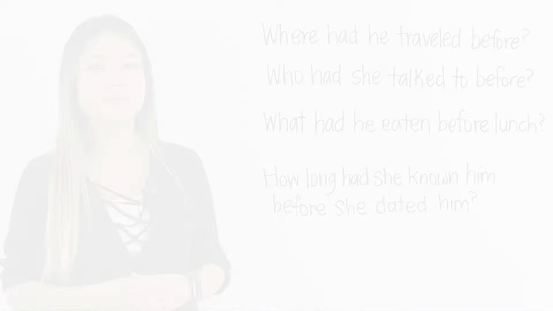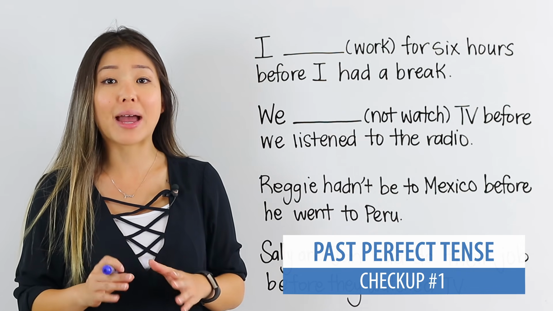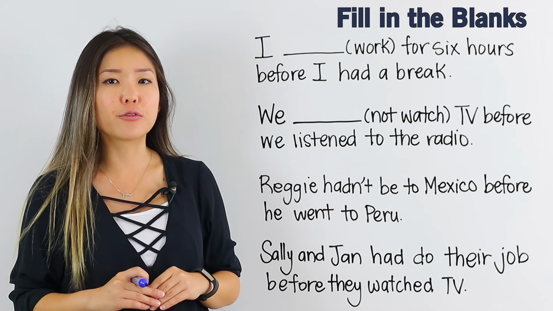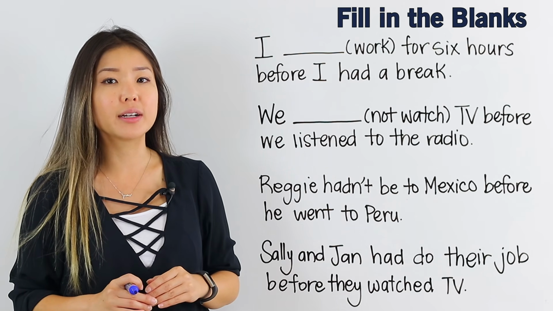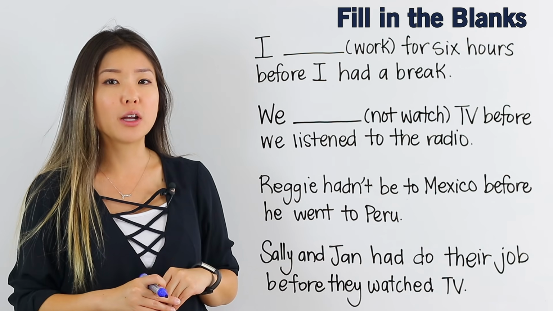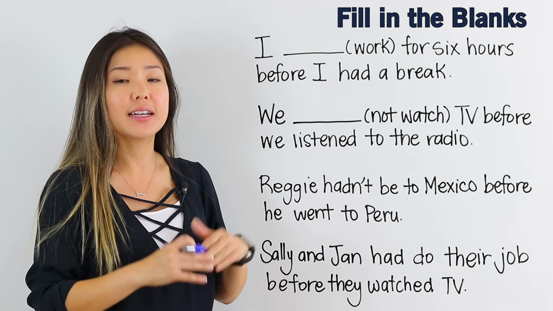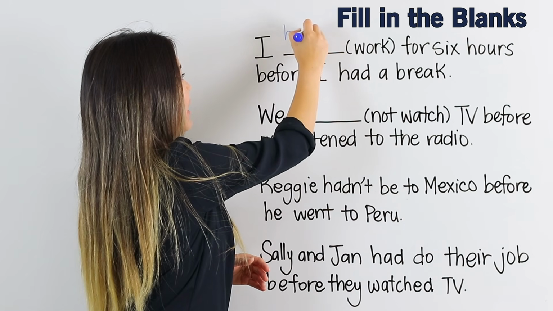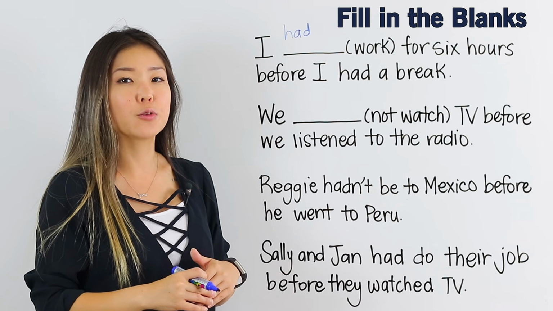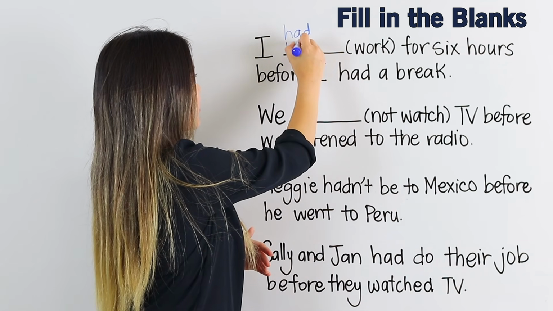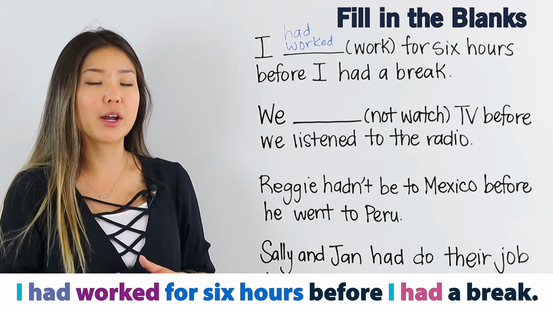Let's move on. Now, let's take a look at some practice exercises for the basic usage of the past perfect tense. Take a look at the first sentence. I blank for 6 hours before I had a break. The verb here is work. Remember, we need to say I had no matter what the subject is. Say had. I had, and then you take the past participle of the verb. In this case, we would say worked. I had worked for 6 hours before I had a break.